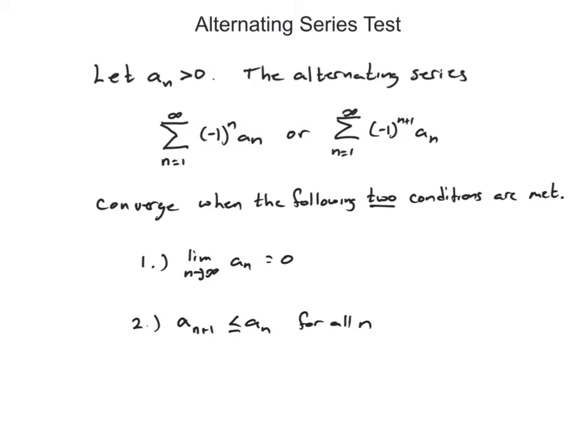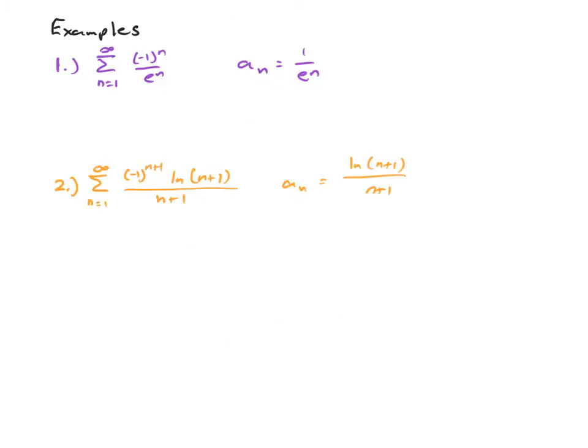So let's look at a couple examples. On this first problem, n is going from 1 to infinity of negative 1 to the n over e to the n. In this case, a sub n is 1 over e to the n. So I can say that the limit as n approaches infinity of 1 over e to the n is going to be 1 over infinity, which is 0. So it meets that condition.